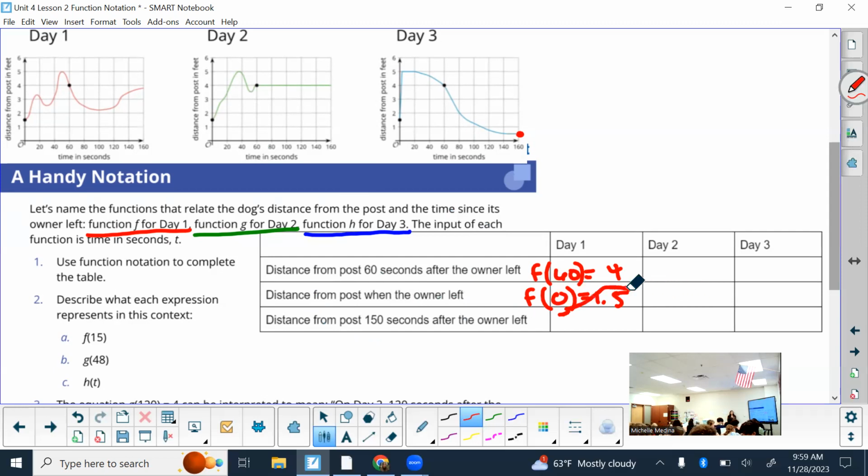All right, table 3. If I'm asking you distance from the post 150 seconds after the owner left, what letter do I use for the function for day 1? F, good. Table 4, what's going to be my input in this one? I'm asking you 150 seconds after the owner left. So the input is X, time in seconds. What needs to go in as my input here?